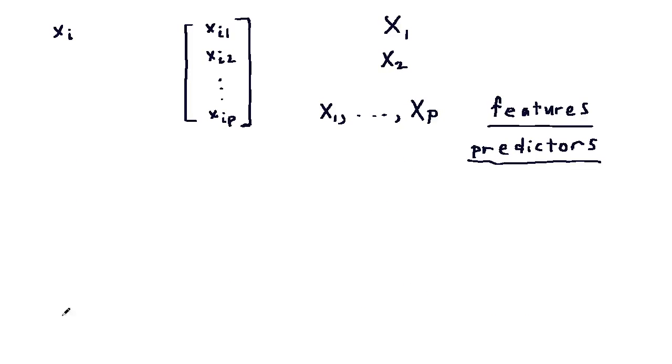Okay, now y1 through yn. Okay, so these are little y's. y1 through yn are instances of the output variable y, which is called the response.